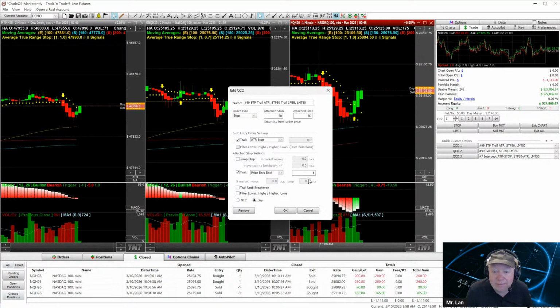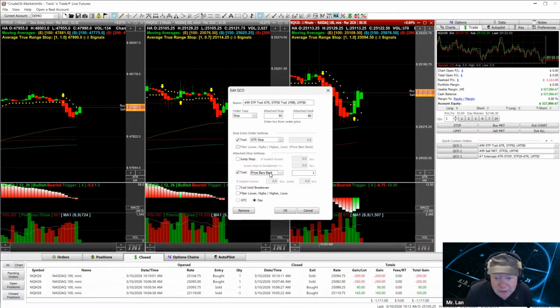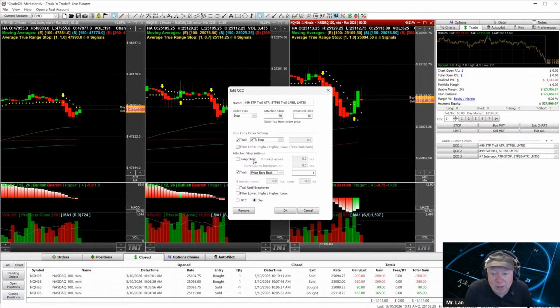See that? This is your attached stop settings. You can have it jump if you want, or you can have it trail, or you can have it jump and trail. You can do all kinds of neat stuff in here. Make it do all kinds of fancy things. Trail until break even, filter higher, lower. You can do all kinds of stuff, right? You just need to play with them. So we're going to come in here, ATR stop, price bars back. Don't be afraid to play with this stuff. Just try it, see what it does. Not going to hurt you. You can't hurt the software.